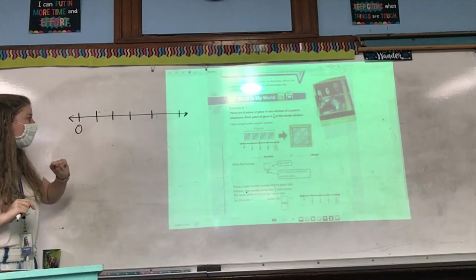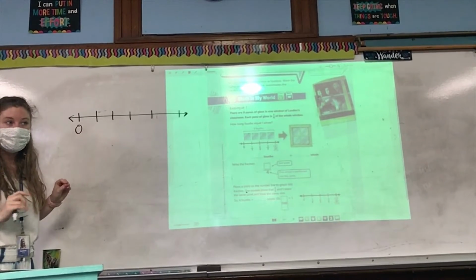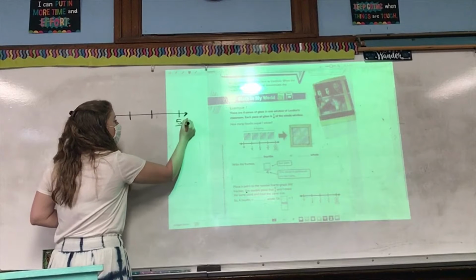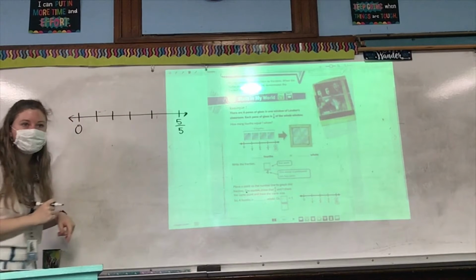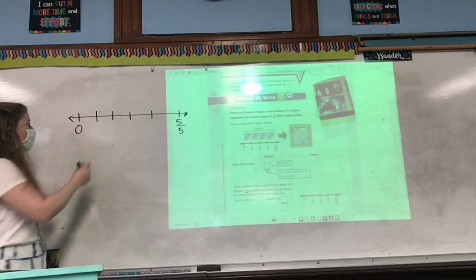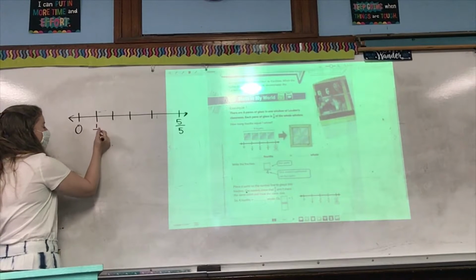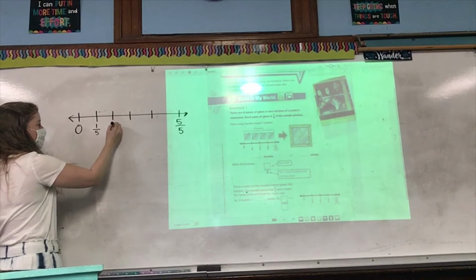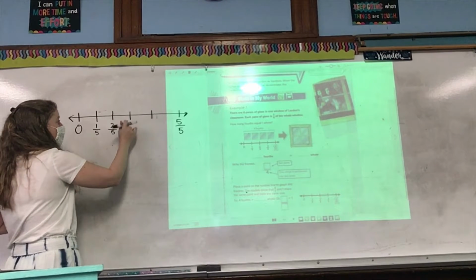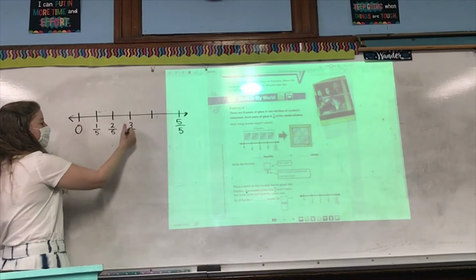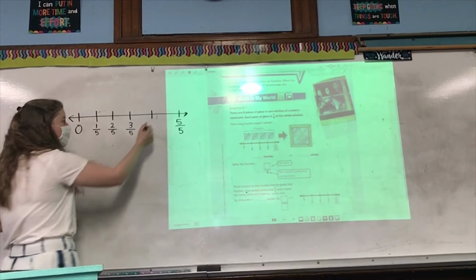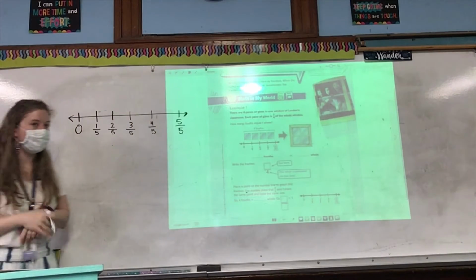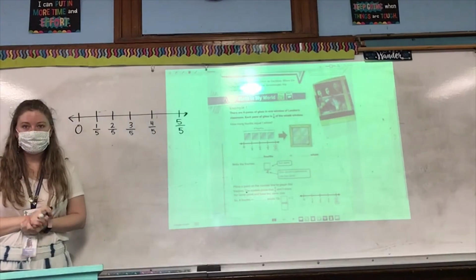So if I broke my number line into 5, I know I'm going to start with 0, and I'm going to end with 5/5. My first tick mark after the 0 is going to be 1/5. The second tick mark after the 0 is going to be 2/5. The third tick mark after the 0 is going to be 3/5. And the fourth tick mark after the 0 is going to be 4/5.